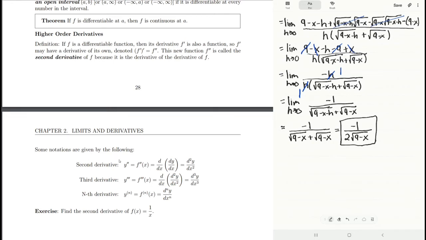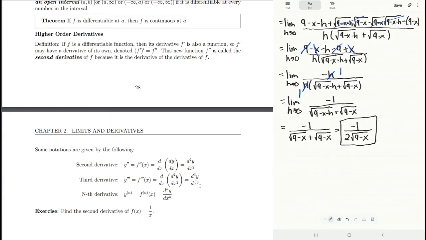So for the second derivative, we have y double prime. And in Leibniz notation, this would be d over dx of dy over dx. And so it's the derivative of the first derivative. And we can compact this by using this notation. It would be d squared y over dx squared. So this will denote the second derivative of f. For the third derivative, we can use y triple prime, or in Leibniz notation, this would be d over dx of the second derivative, or more compactly, this would be d cubed y over dx cubed.